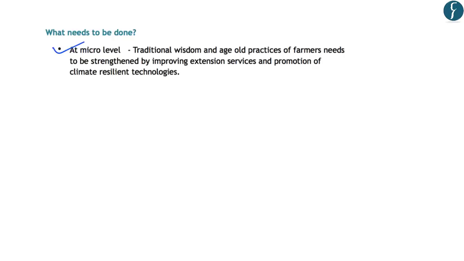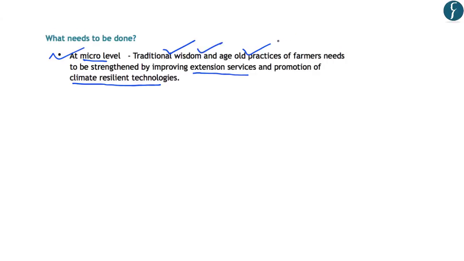Now let us look at what needs to be done in order to make agriculture more climate resilient. So in this regard, it has been highlighted that at the micro level or the farm level, the traditional wisdom or the age-old practices of farmers need to be strengthened by improving the extension services and by the promotion of climate-resilient technologies. Now here you should note that traditional practices like sowing of drought-resistant varieties in the times of drought is one example. For example, the farmers in Rajasthan sow bajra or jowar which are drought-resistant.